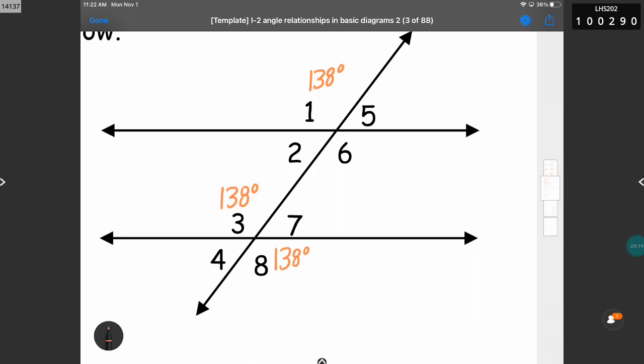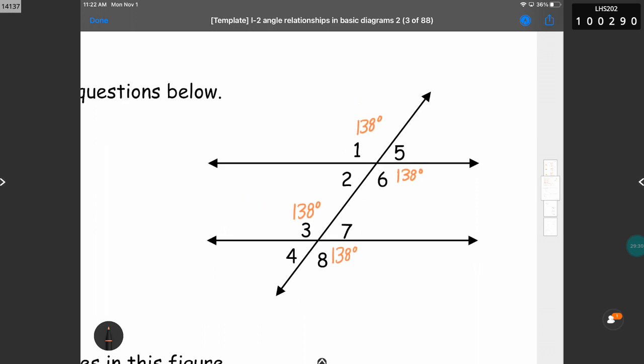Now my other angles are going to be a different measure. How do I find that out? Well, you do 180 minus 138. 42. So 5 is going to be 42. 2 is going to be 42. 7 will be 42. And 4 will be 42.